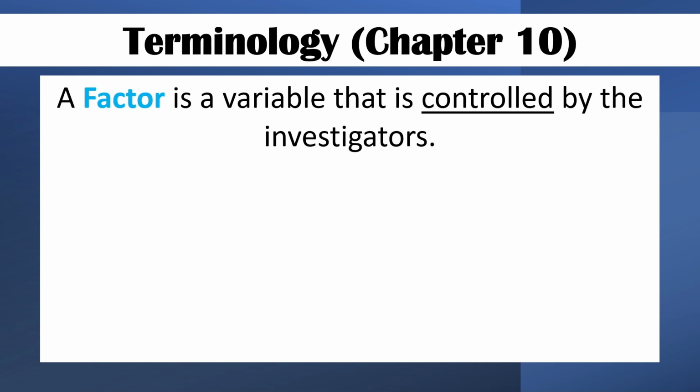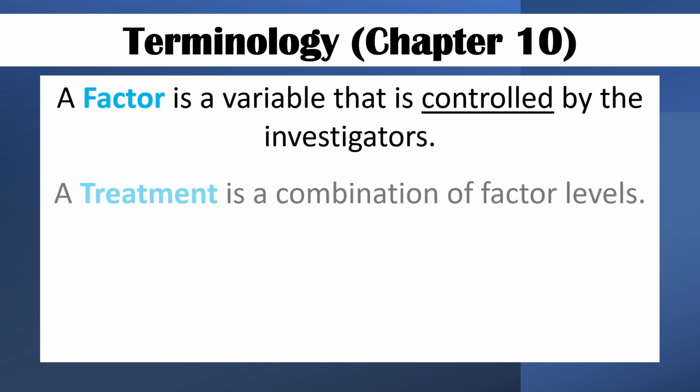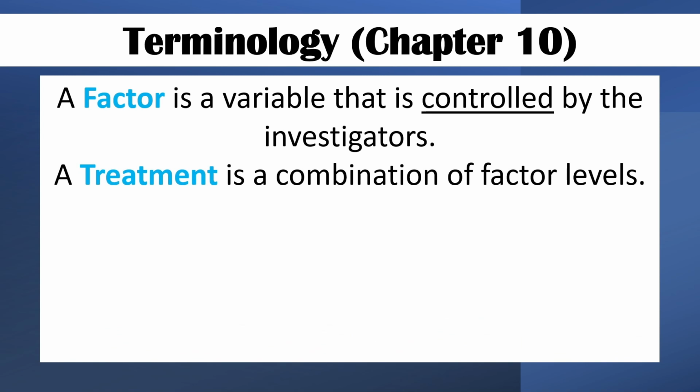You select them at random, divide them into 2 groups. One group gets a placebo, the other group gets the drug. In that scenario, you control who gets the placebo and who gets the drug, and so we call that a factor. If there are more than 1 factors, then we can also talk about various treatments. A treatment is a combination of factor levels.